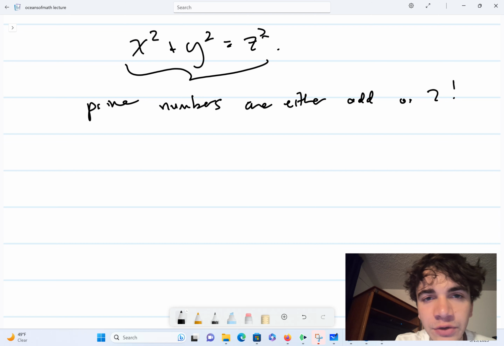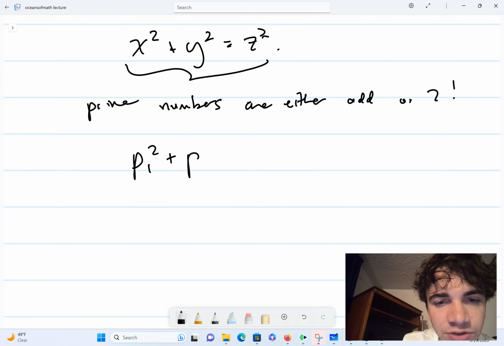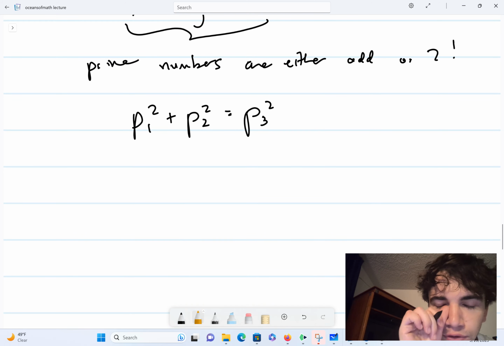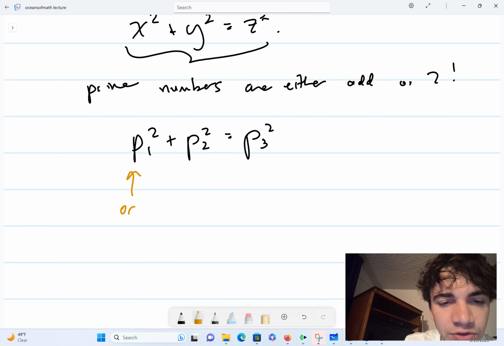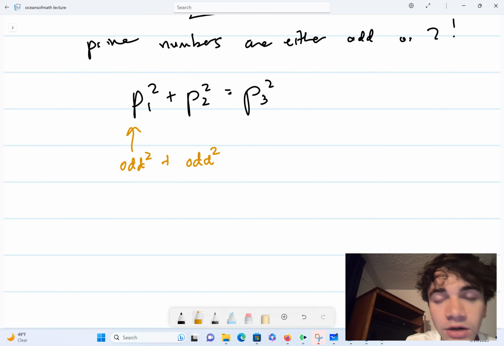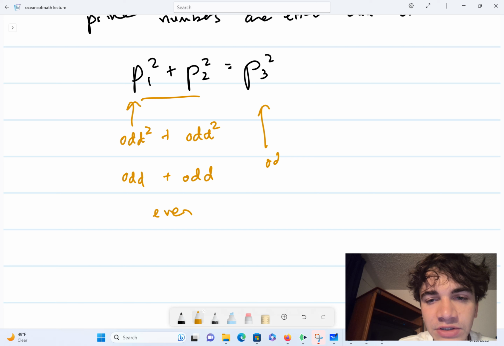So what does that mean for this equation in terms of Pythagorean triplets? Suppose I have 3 prime numbers, p1 squared plus p2 squared is equal to p3 squared. Then suppose that none of these prime numbers are 2. This would mean that this is an odd number squared plus an odd number squared, and an odd number squared is always odd. So we'd have an odd plus an odd, which ends up being an even number on the left-hand side. Whereas on the right-hand side, we would still have an odd squared, which is odd. And so this is a contradiction.